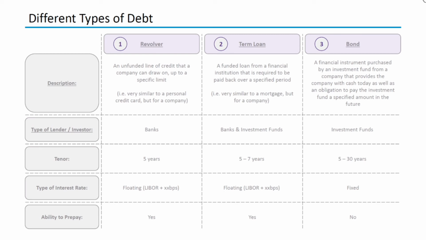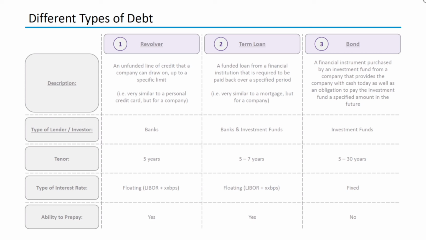For the tenure or length, the revolver is 5 years, the term loan can be 5 to 7 years, and a bond can range anywhere from 5 to 30 years. For the type of interest rate, a revolver and term loan are based on a floating interest rate, meaning they're based on an index such as LIBOR plus a fixed amount of basis points. For a bond, this is just a fixed interest rate, meaning that the same amount of interest expense will be paid each year.